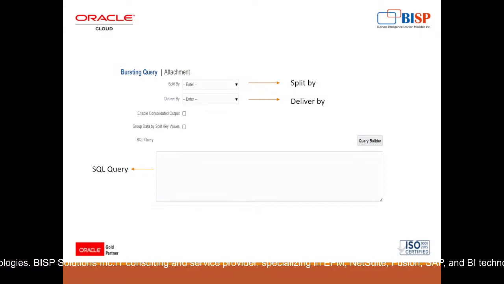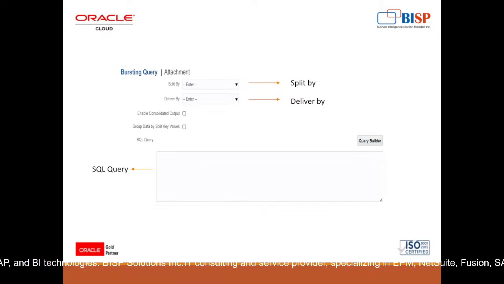The query must return the formatting and delivery details. So what is the query going to return? The query will return formatting and delivery details. There are some key components of a bursting query or a delivery query. First is key, second is template, third is output format, fourth is save output, fifth is delivery channel, and sixth is time zone. And there is also one output name.